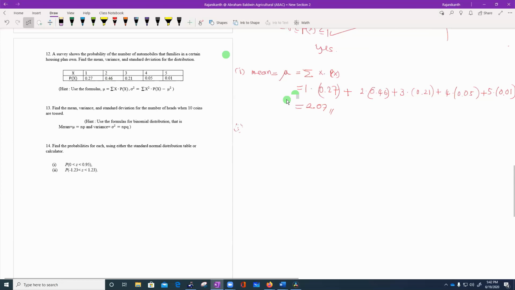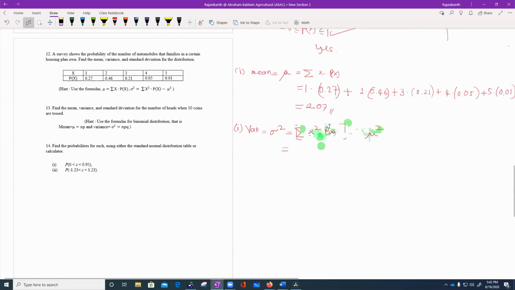The second one is what? Finding the variance. Where's the formula? We use sigma squared. The formula says that, hey, find the summation of the product of the data value squared times its corresponding probability. Find the summation first, then subtract the square of its mean, the mean answer you got earlier. Okay?